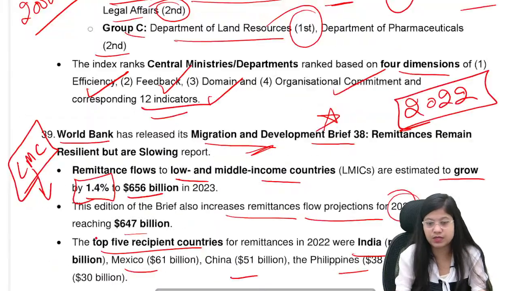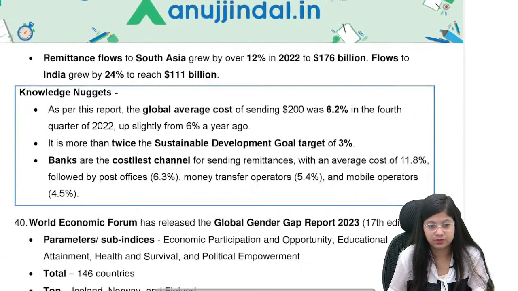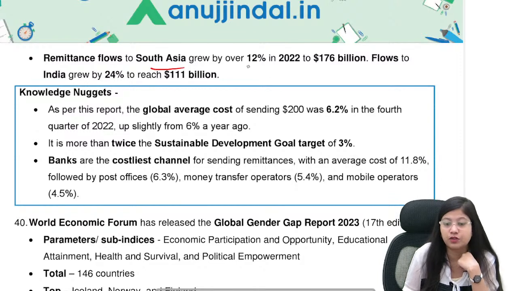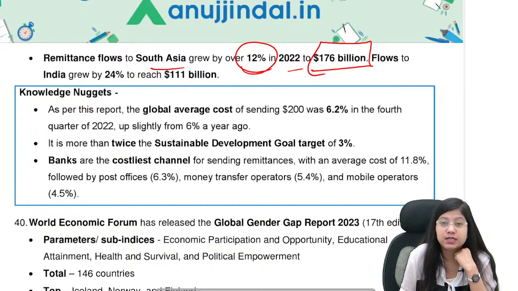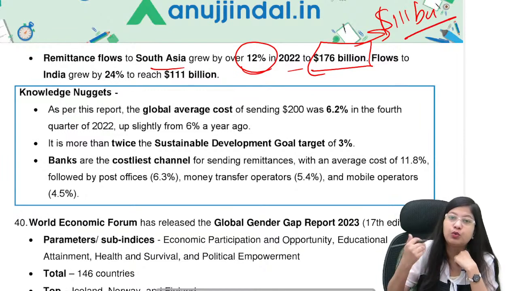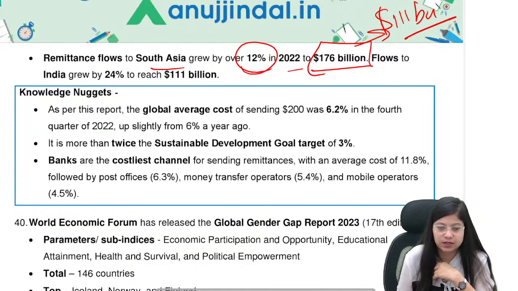Remittances flow to South Asia grew by over 12% in 2022 to $176 billion, and clearly you can see that $111 billion belonged to India. So India is the largest receiver in the world as well as in the South Asian region.